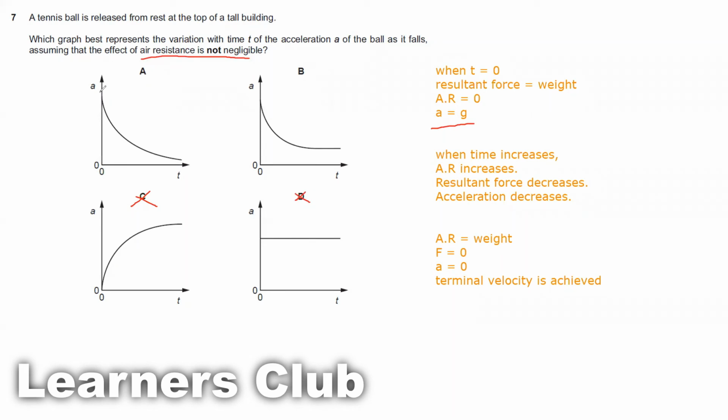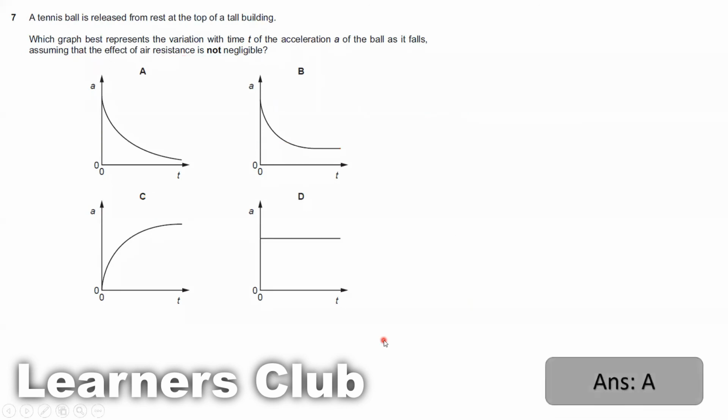The answer A starts with the maximum acceleration, slowly decreases, approaching 0. Whereas in option B, it decreases to a constant value. But we know that when terminal velocity is achieved, the resultant force is 0. So you can see this at first, when time is 0, it's maximum acceleration, slowly it decreases to 0. Therefore, the answer for this question is option A.